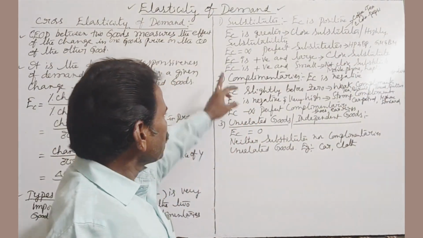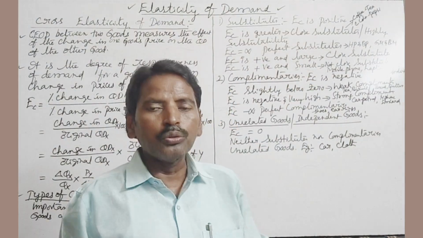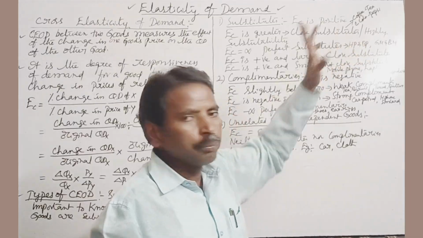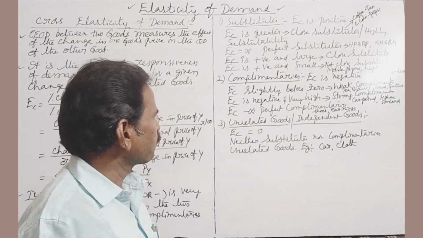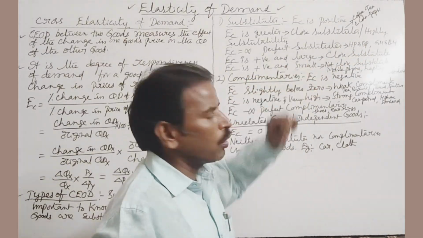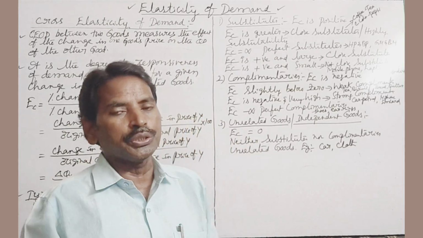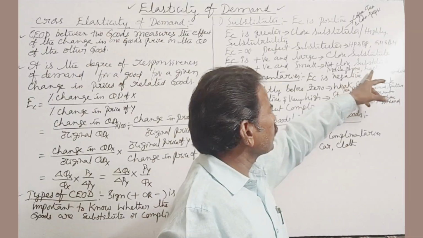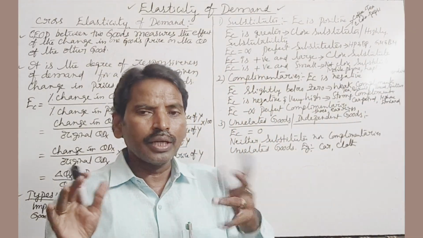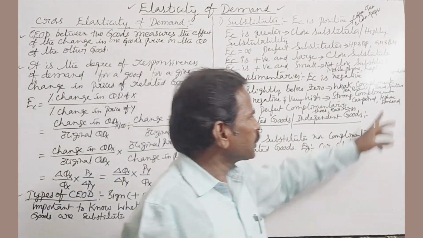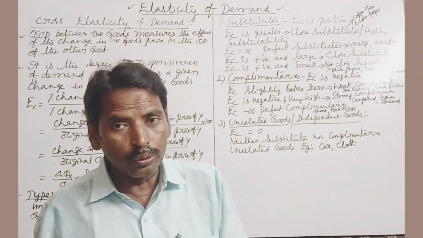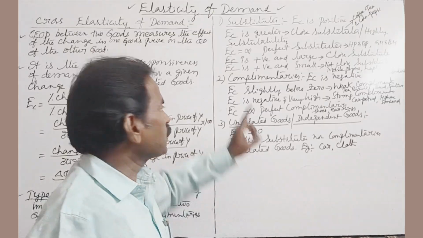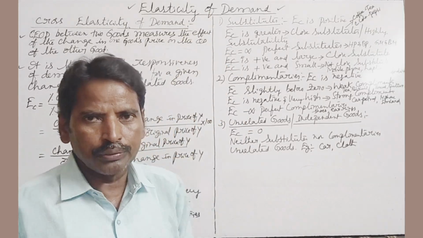Next, EC is positive and large: goods are close substitutes, for example coffee and tea, Coca-Cola and Pepsi. EC is positive and small: not close substitutes, for example mobile phone and laptop, or tea and soft drinks. This is the first category, that is substitutes.